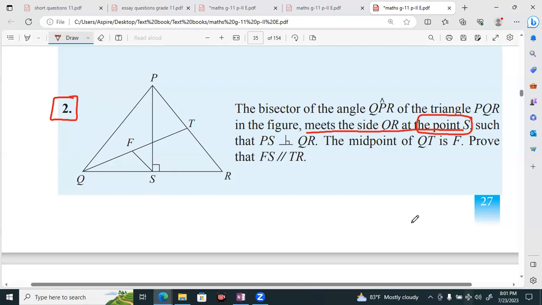Therefore, angles QPS and RPS are equal to each other. And they have mentioned PS is perpendicular to QR. Then we can say that angles PSQ and PSR are equal and PS is the common side. Then triangles PSQ and PSR are congruent to each other. Then QS equals SR because corresponding elements of congruent triangles. Then we can show what we have to do.